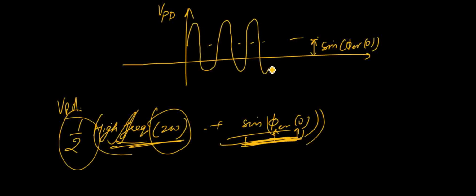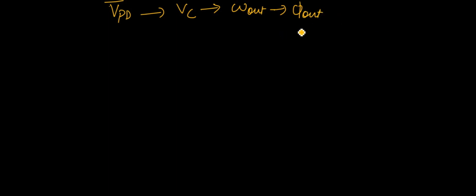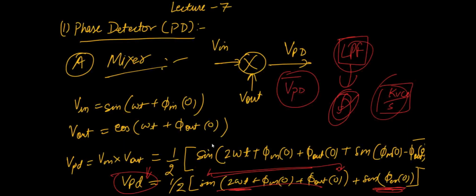So VPD will look like this, a high frequency signal. But we are not caring about this VPD. We care about the VPD bar, which will change your VC, and this VC will change omega out, and this will change phi out, by which you can decrease your phase error. If I plot this VPD average, the high frequency signal will become 0 and you will get only this much.